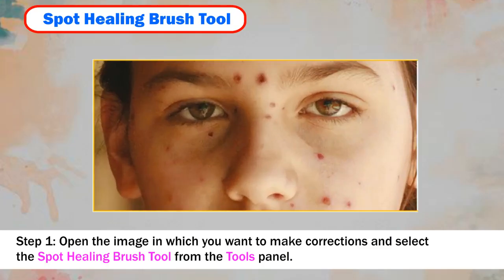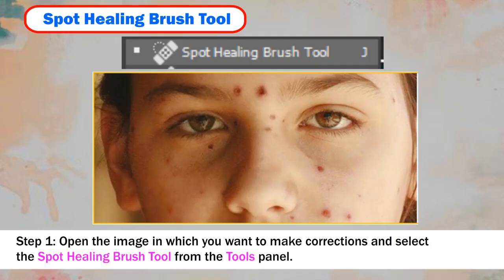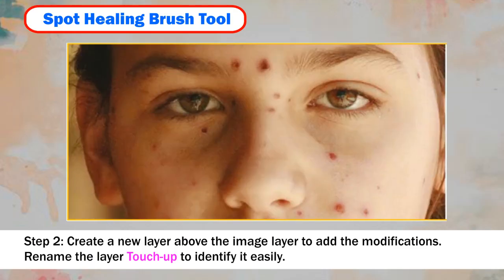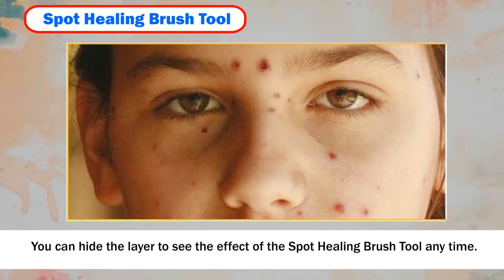Step 1. Open the image in which you want to make corrections and select the Spot Healing Brush tool from the Tools panel. Step 2. Create a new layer above the image layer to add the modifications. Rename the layer Touch Up to identify it easily. You can hide the layer to see the effect of the spot healing brush tool anytime.